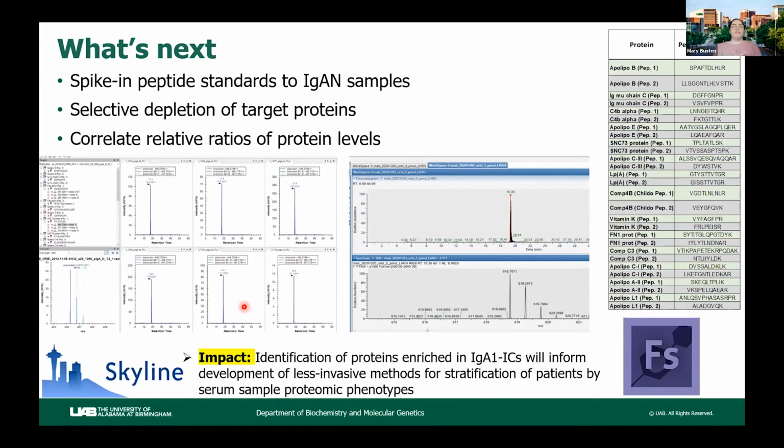So what's next for this project? Currently, we are using spiked-in peptide standards for absolute quantitation. So we're able to go through all of that data that I showed previously and pick out peptides that we see are representative of those 38 proteins that were most enriched in these samples, and spike them into their heavy labeled standards. So we can spike them into serum samples and do absolute quantification, and then correlate that back to maybe patient clinical characteristics and such to see if we can identify a phenotype. And so this could lead to better stratification of patients by their serum sample proteomic profiles.